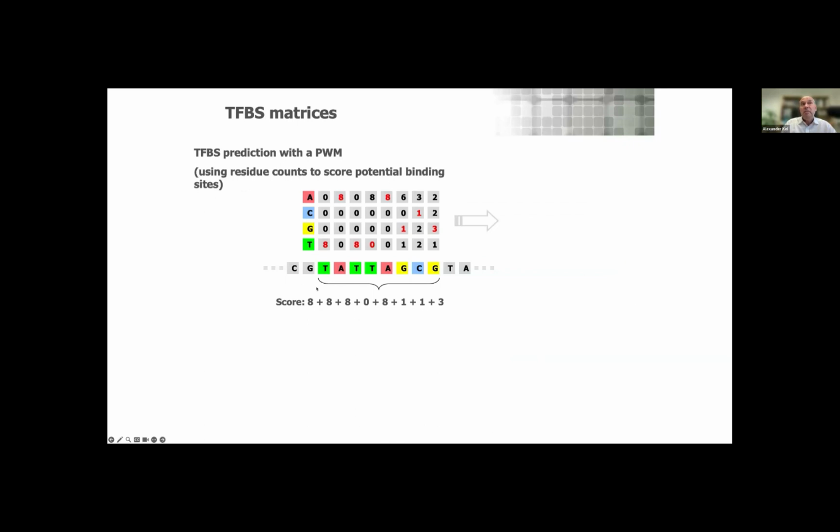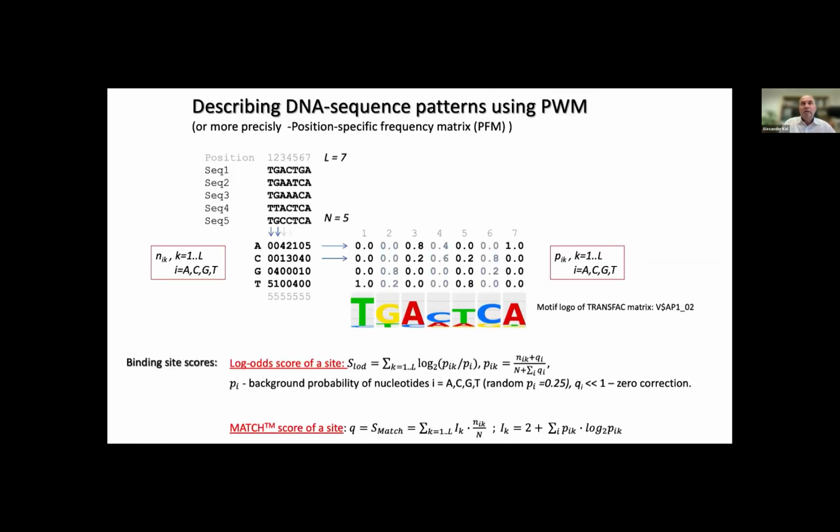Well, in this case, you just sum up the observed weights in that matrix, like here you see T, 8, here you see A, 8, and you sum them up, right? So you have a summed-up score. But it's not as trivial as this. There are a few theoretical backgrounds on how to build a good scoring system. And the most common scoring system is called the log-odds score.